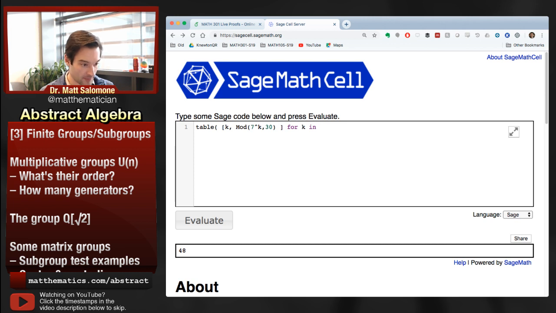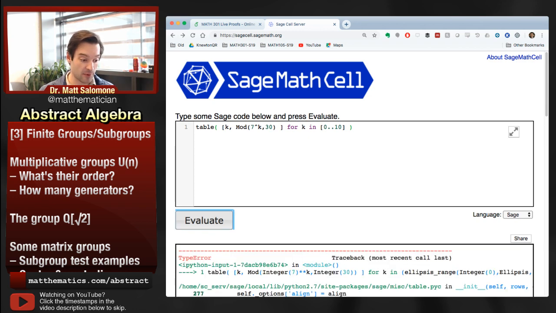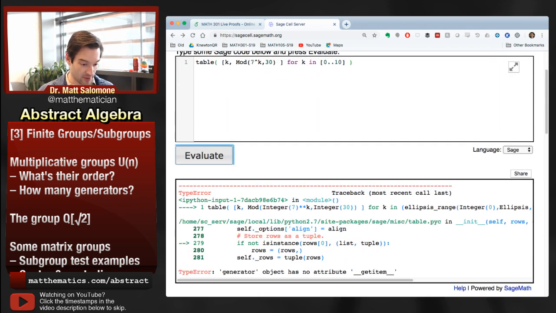And the k's that I want to use, let's suppose we just go from 0 to, I don't know, 10. I'm just picking something, right? I just want to see a bunch of powers of 7 reduced mod 30. And we'll see. And I've got some trouble with my Sage syntax.